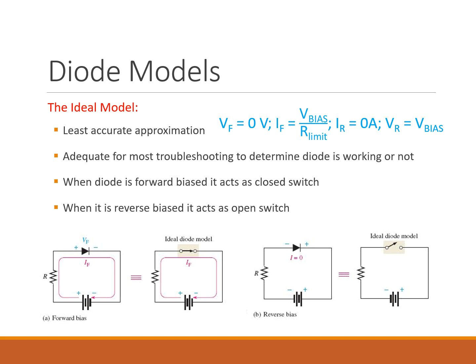The equations in the model: V sub F is equal to 0 volts. I sub F is equal to V bias divided by the limiting resistance. I sub R is equal to 0 amps. V sub R is equal to V bias. And that's it. That's simple, right? Why are we going to use this?